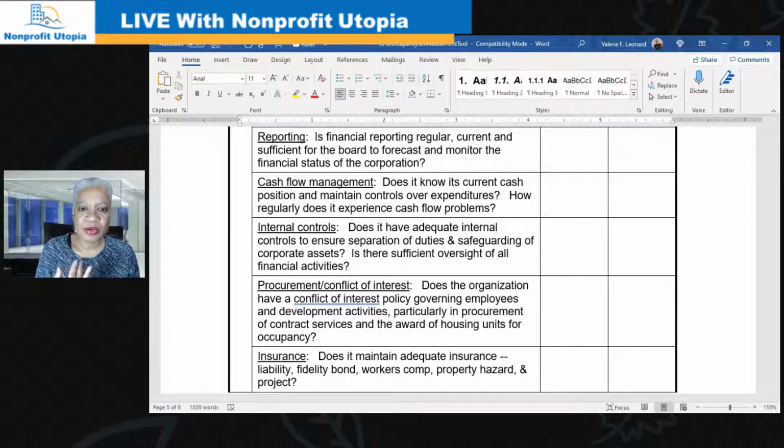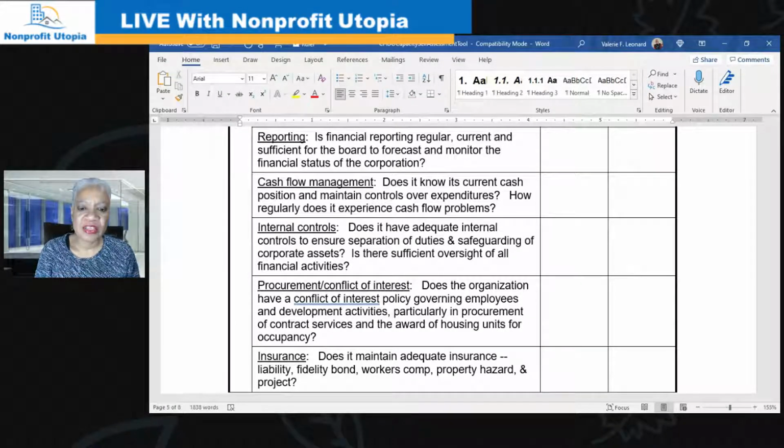So you want to make sure that you do regular financial reports. And what those financial reports should include are an income statement, a balance sheet, and a cash flow statement. Those are things you share with your board, but internally you also need to make sure that you have a bank reconciliation on a monthly basis. Cash flow management. Do you show your current cash position and maintain controls over expenditures? Your current cash position, you'll see with your cash flow statement, and you'll also see that in your balance sheet.